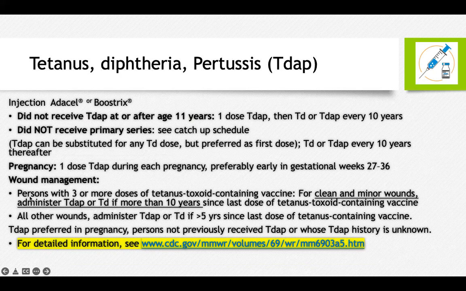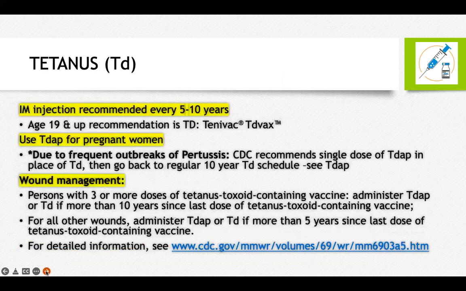And in wound management, for persons with 3 or more doses of the tetanus toxoid-containing vaccine: for clean and minor wounds, you want to administer Tdap or Td if more than 10 years since the last dose of the vaccine. For all other wounds, you want to administer Tdap or Td if it's been 5 years since the last dose of the tetanus-containing vaccine. And Tdap is preferred in pregnancy, for persons not previously received Tdap or those with Tdap history unknown. Use Tdap for pregnant women.